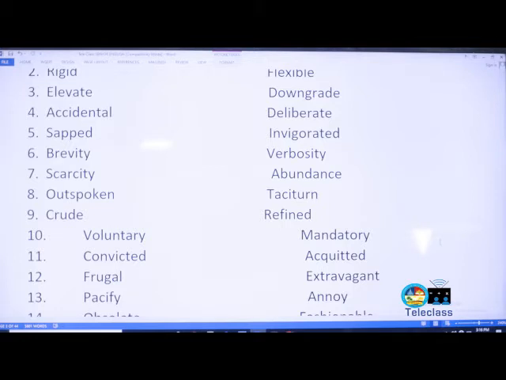Then the ninth one is crude. When we talk about crude, we're talking about something at the raw stage, something that is raw. Opposite of crude is refined. That is something that has been changed from the raw state. Then the 10th one is voluntary. When we talk about voluntary, we're talking about something you do willingly, not by force. So opposite of voluntary is mandatory. Mandatory means something you are forced to do.